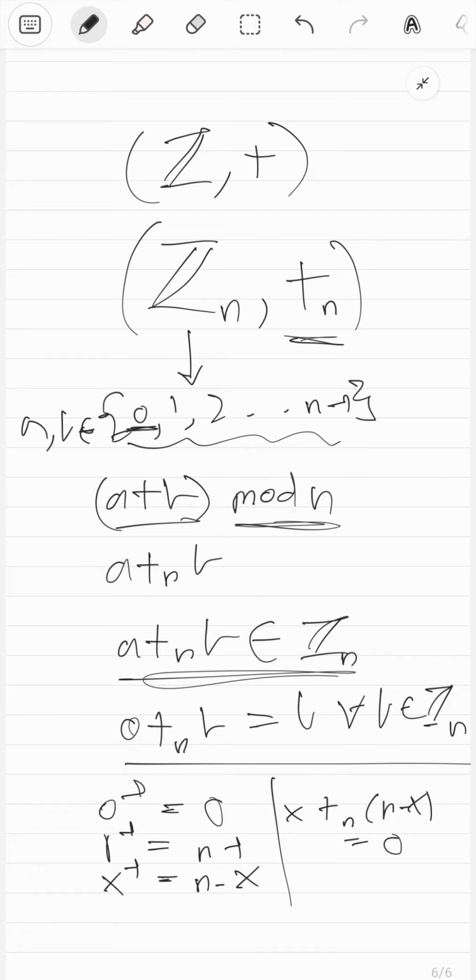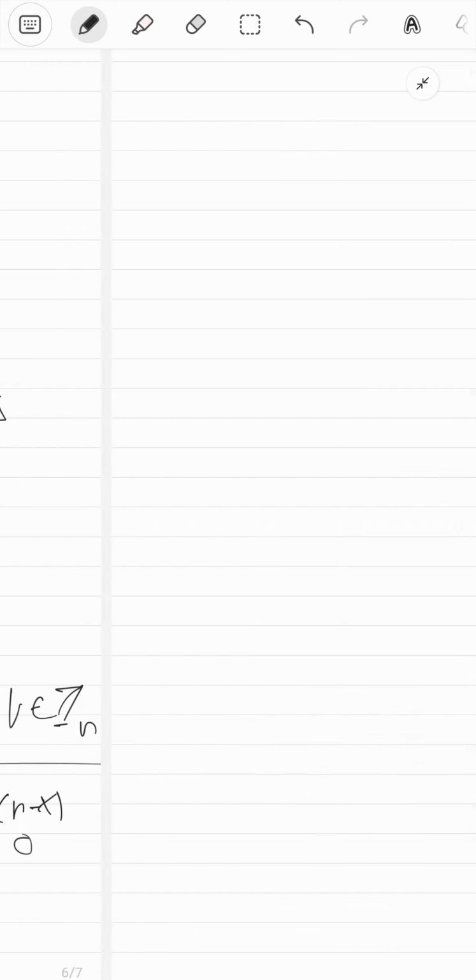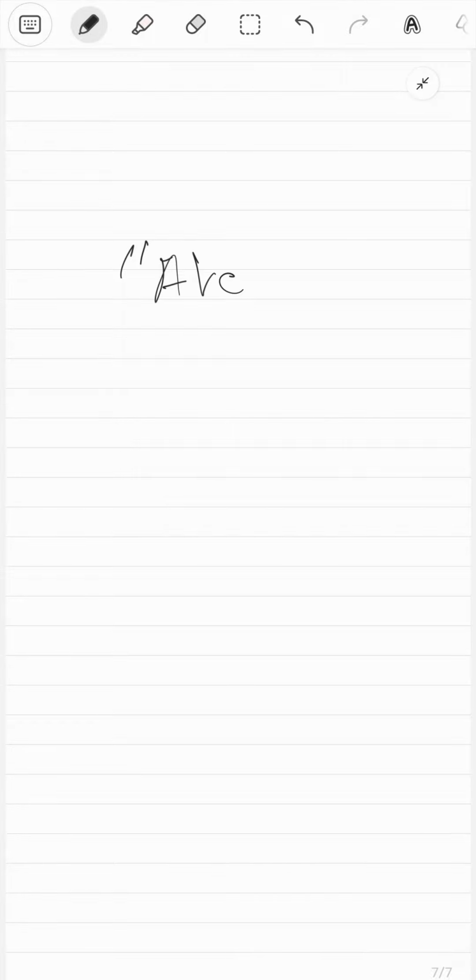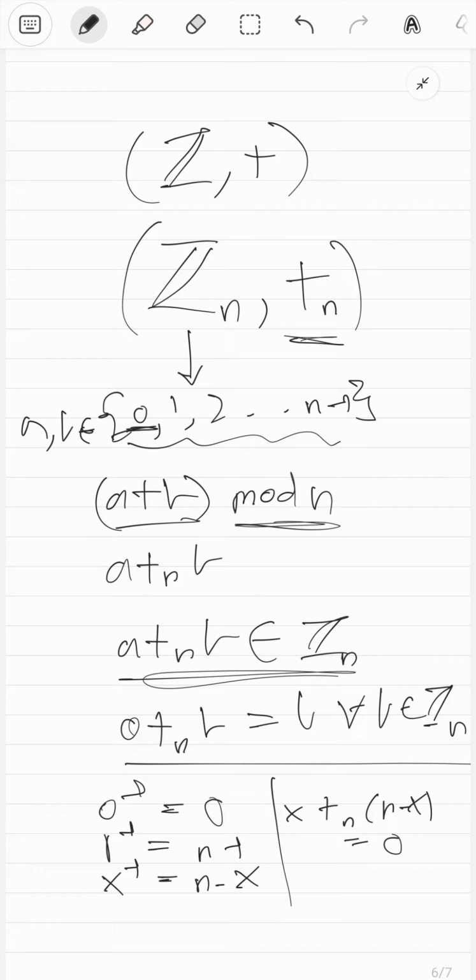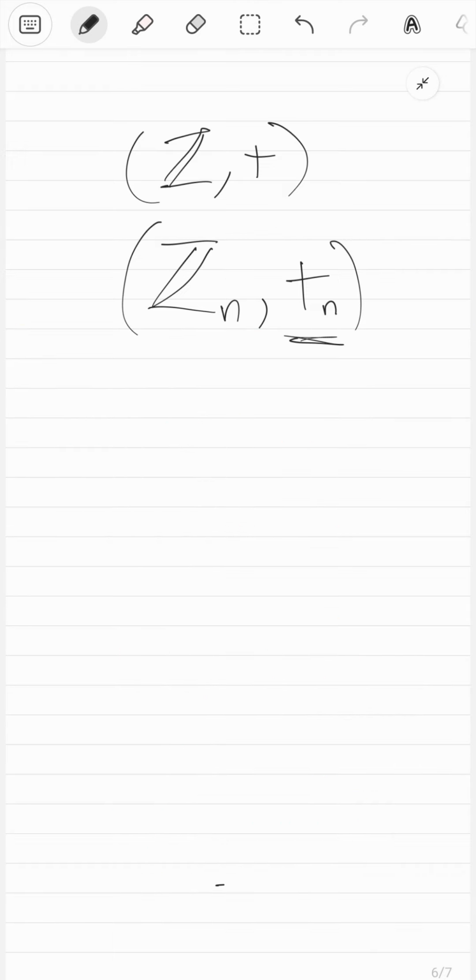And n minus x is the inverse, and this goes both ways. So this is a commutative group, also called an abelian group. Every group where the operation is commutative is called an abelian group. The spelling is weird. I still don't know why they use this word rather than just commutative, but I guess you just gotta stick with the notation sometimes. Okay, so that's this group Zn with addition modulo n.